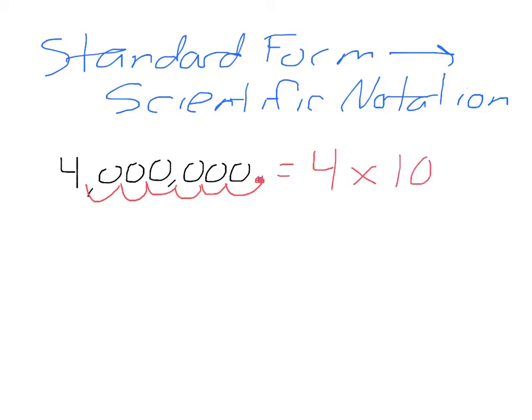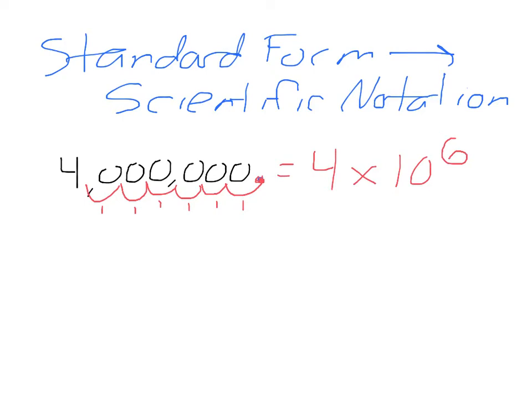going to be how many times we made the decimal point jump, which in this case is 1, 2, 3, 4, 5, 6 spaces. So this is going to be 4 times 10 to the 6th, and it's a positive number because I went from a really, really big number to a small number.